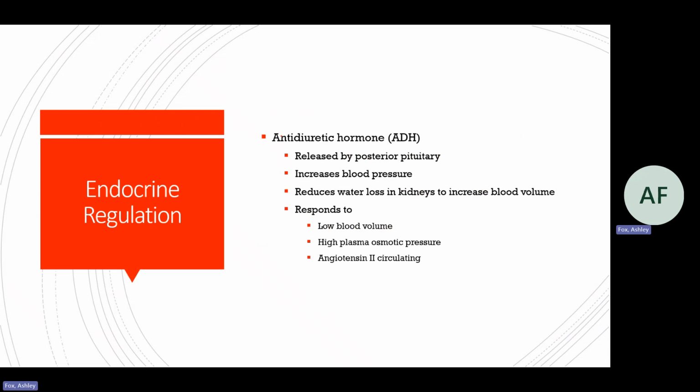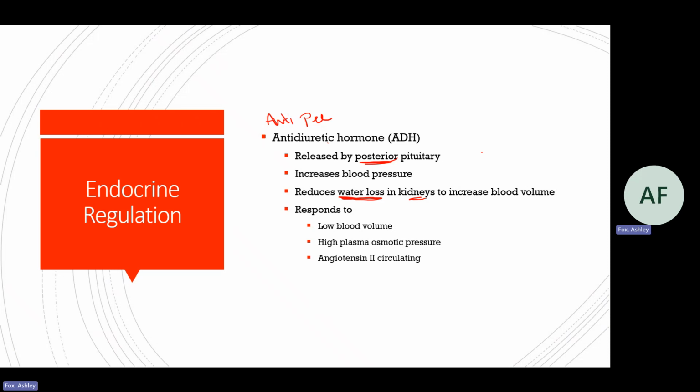Antidiuretic hormone. So it's in the name. Diuresis basically means making pee. So antidiuretic hormone, I call the anti-P hormone. It is released by the pituitary, specifically the back end, or the posterior pituitary, and that is going to increase blood pressure. Why? You're going to keep your water. You reduce water loss in the kidneys. That's why it's anti-P.